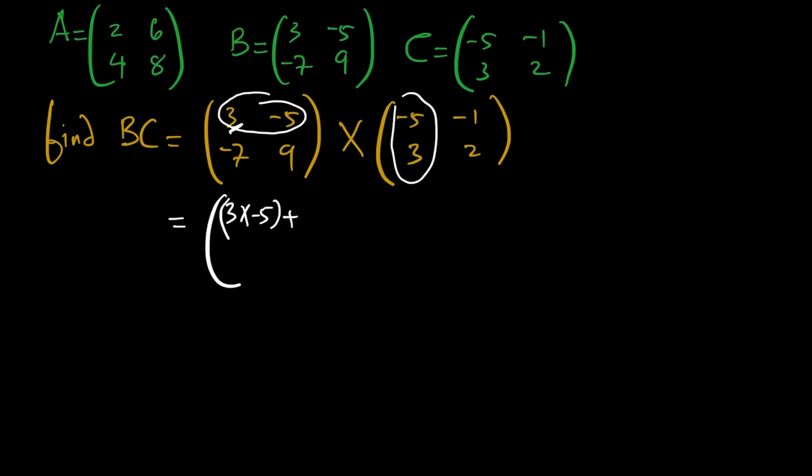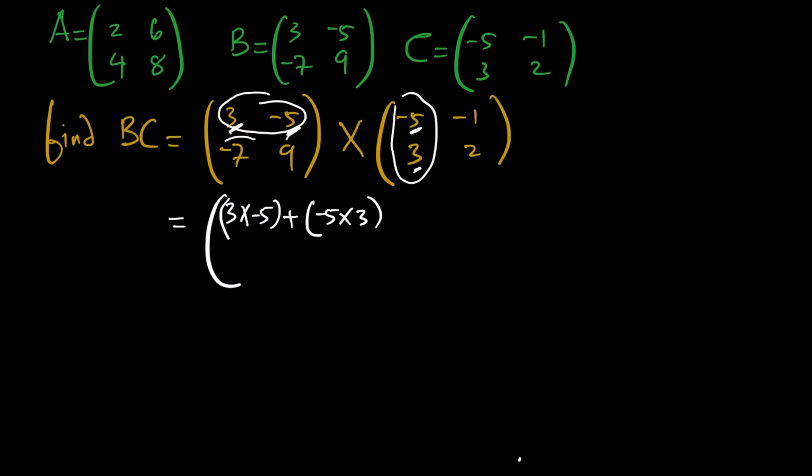The 3 will multiply this -5. And then this -5 will also take the one down here, in that order. All right, I hope that works. So it's going to be the -5 multiplying the 3 like that. Now when we come to the bottom, it's also going to be the same thing. The -7 multiplying -5 and then 9 multiplying the 3.